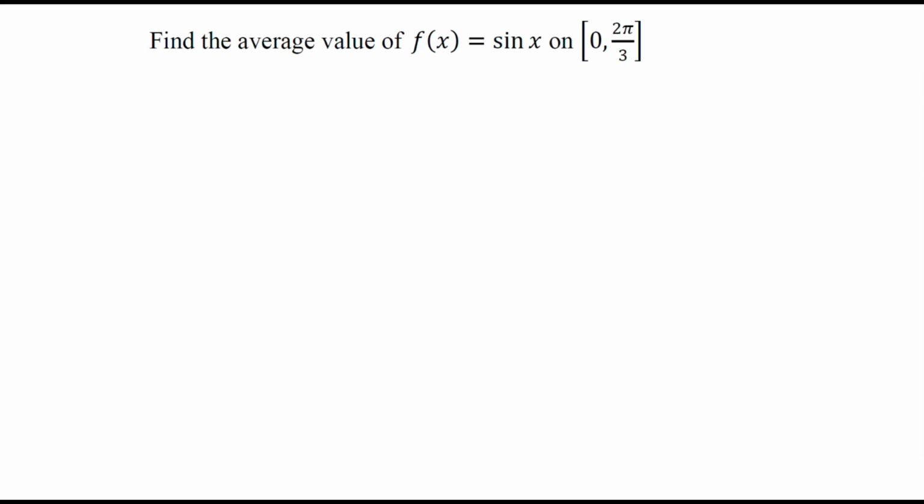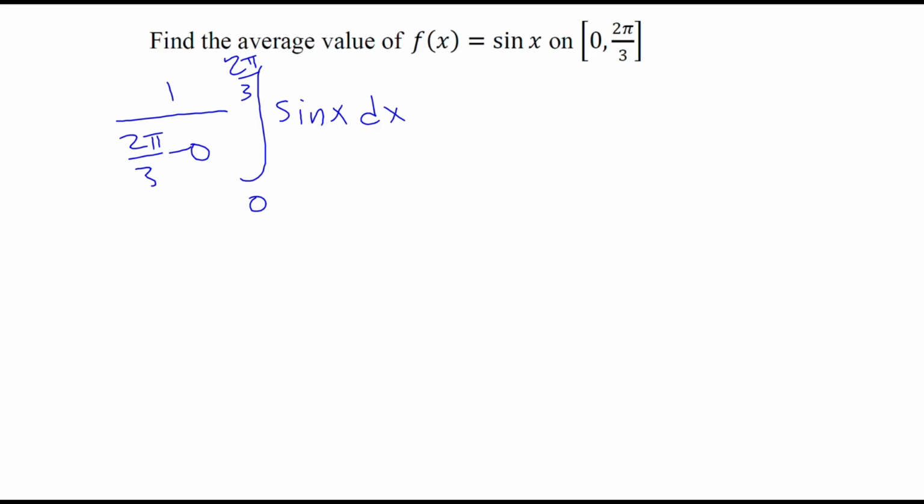All right, we're looking for the average value of the sine function on the interval from 0 to 2 pi over 3. So that'll be 1 over 2 pi over 3 minus 0 times the integral from 0 to 2 pi over 3 of sine of x. Well, 2 pi over 3 minus 0 is 2 pi over 3. And if you do 1 over that, that's 3 over 2 pi. So we have 3 over 2 pi.